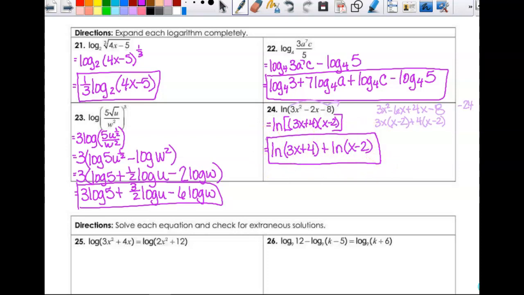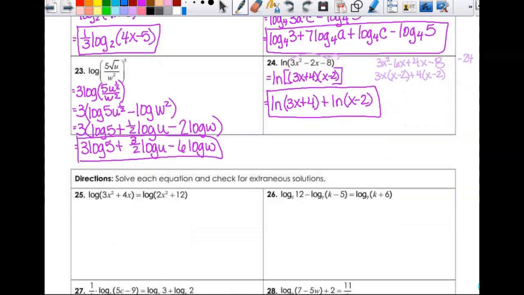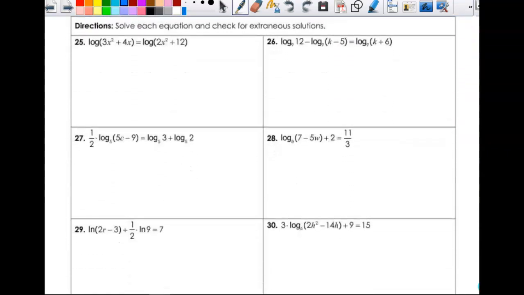All right. Now we're going to solve each equation and check for extraneous solutions because we are solving logs. So I've got 2 logs, same base, set equal to each other. So I can use my one-to-one property, and since the 2 logs are equivalent, these 2 pieces have to be equivalent. So 3x squared plus 4x has to equal 2x squared plus 12. So I'm going to subtract 2x squared from both sides. That leaves me with x squared plus 4x equals 12.